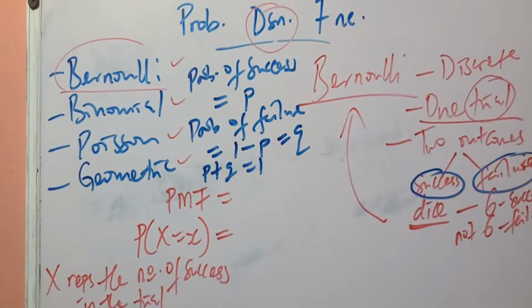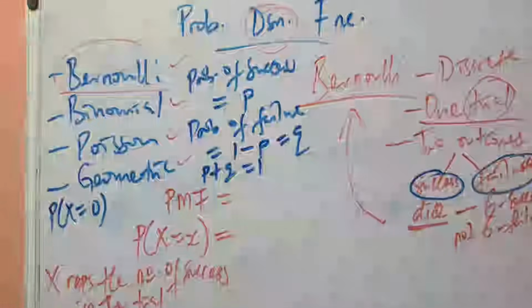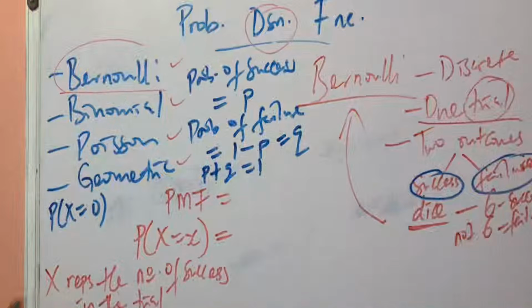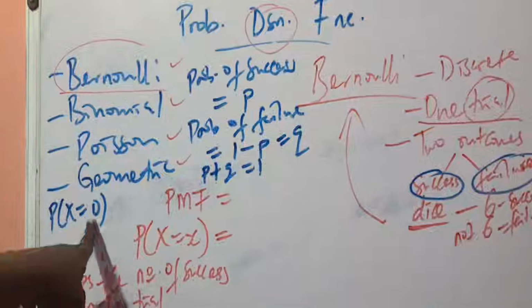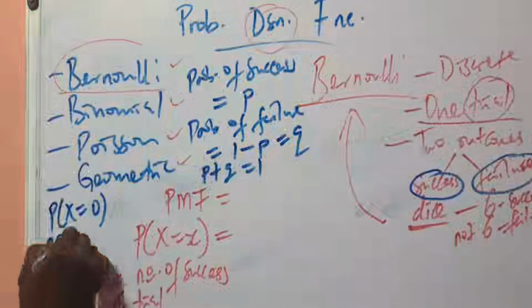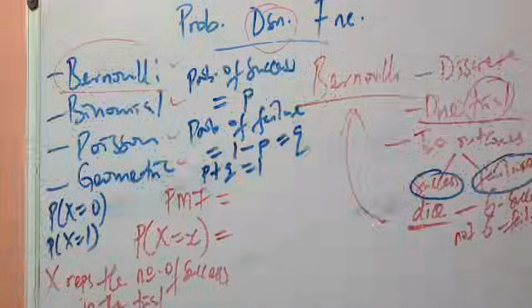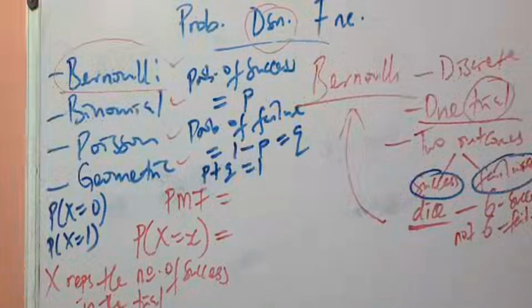If I write P(X = 0), no success, that means I'm saying there was a failure. And if X equals 1, that means there was success, one success. Just calm your mind. This is the first story. Obviously, some things are just coming newly.